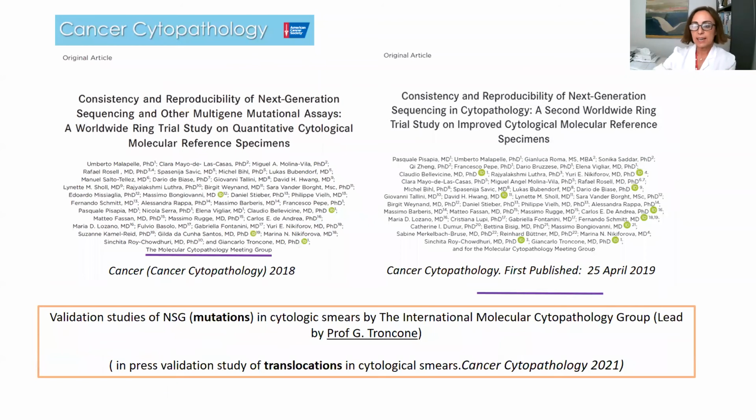And there are validation studies of mutation testing using cytological smears. These studies were published in 2018 and 2019 by the International Molecular Cytopathology Group led by the great Professor Giancarlo Troncone from University of Federico II in Naples. And now another study of translocation, also using cytological smears, is in press. We hope it will be published very soon in Cancer Cytopathology. So thanks to the effort, especially of Professor Giancarlo Troncone.